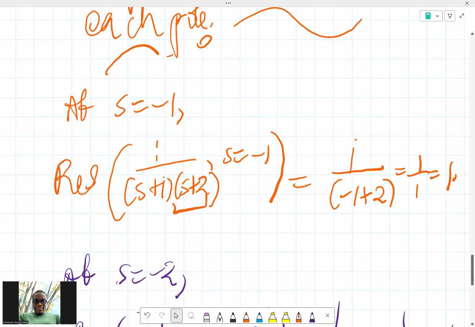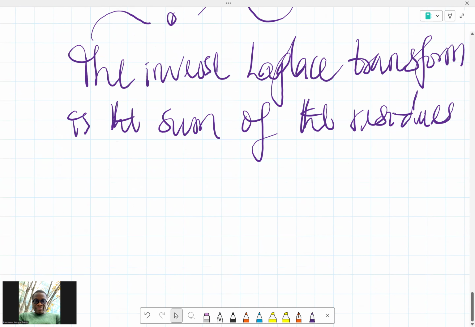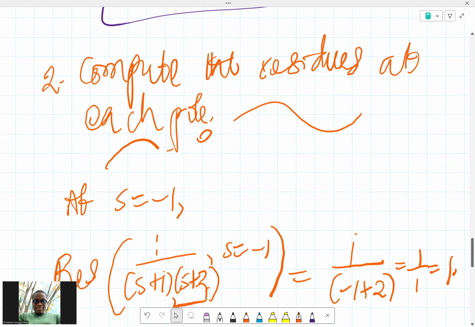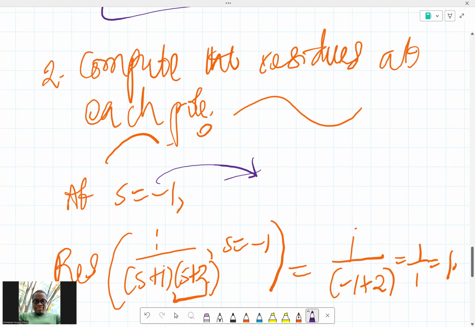So since we have calculated the residues now, the inverse Laplace transform is the sum of the contributions of residues, okay? It's not necessarily the residues now. And the first one, because this is s minus 1, is going to contribute f of t equals e raised to power minus t.